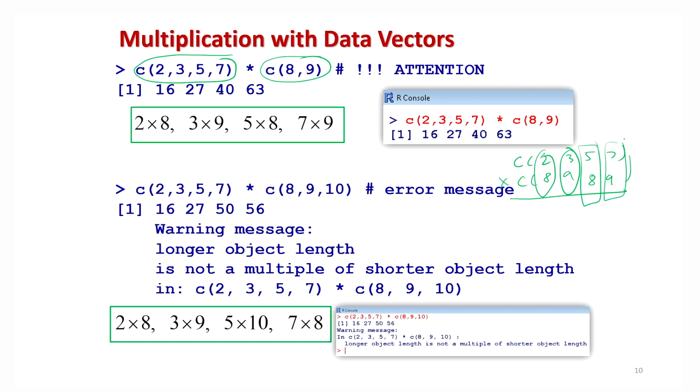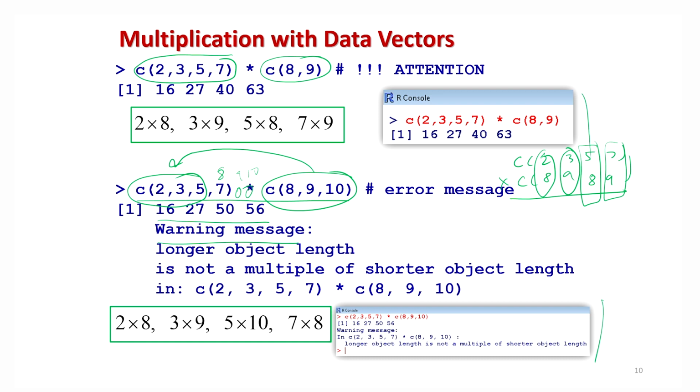And if you take one more example where the number of elements is not an exact multiple, then in that case, as usual, the 8, 9 and 10 are going to be operated on the first 3 elements 2, 3, 5, and after that the 8 will be operated over 7, but now there are no elements where the 9 and 10 can be operated. So you will get a warning message, and the outcome will be like this, right. And these are the screenshots of the same operations.